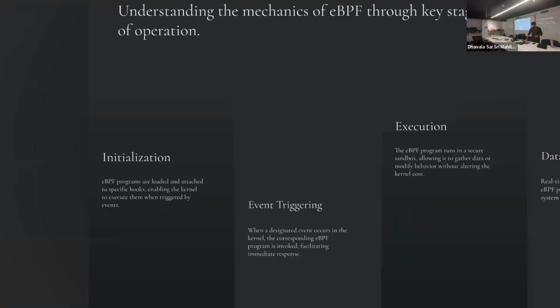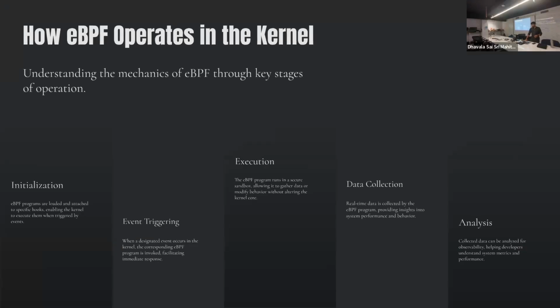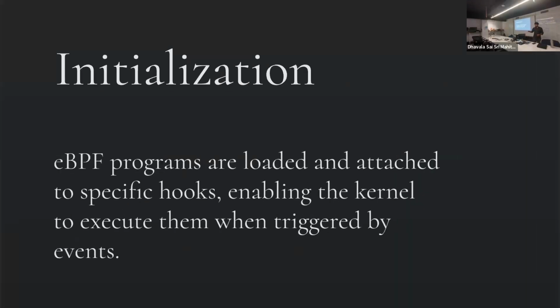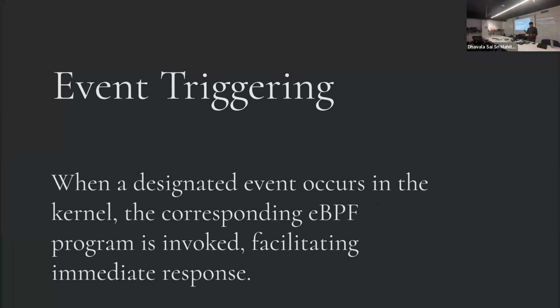So this will also go through how eBPF operates in the kernel. This is something similar to what I showed in the demo. So the first thing is to initialize the eBPF program. This is something similar to installing a camera monitoring system or something of that sort inside an institution. So the first thing we do is initialize the eBPF program, or initialize this camera system everywhere inside a building. And then what we do is event triggering.